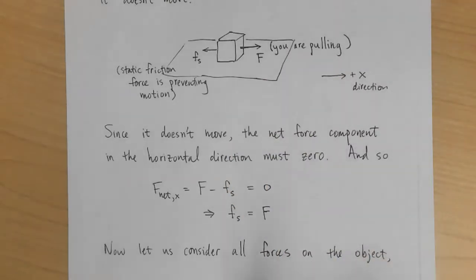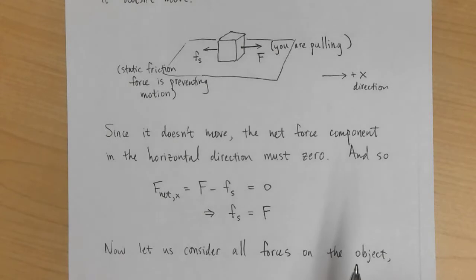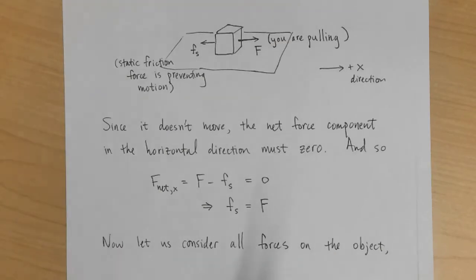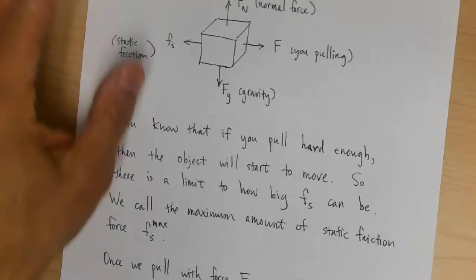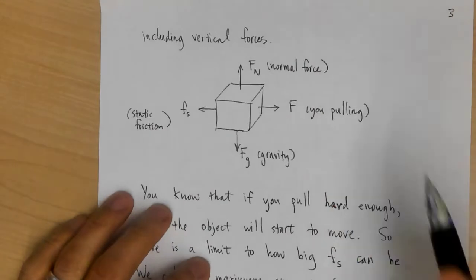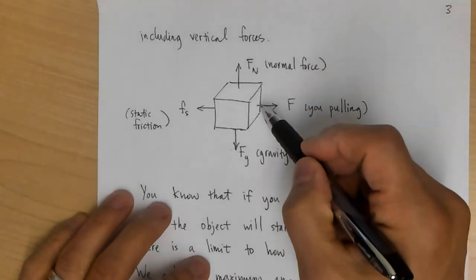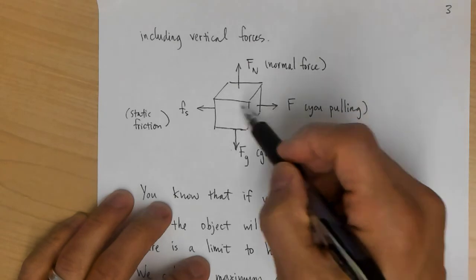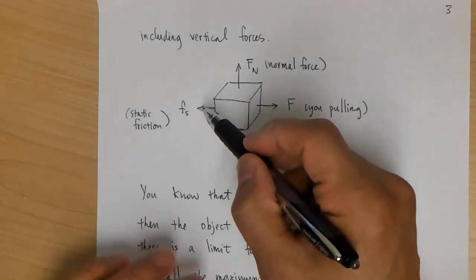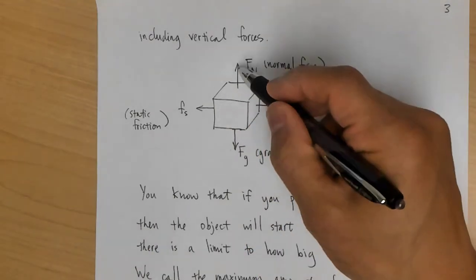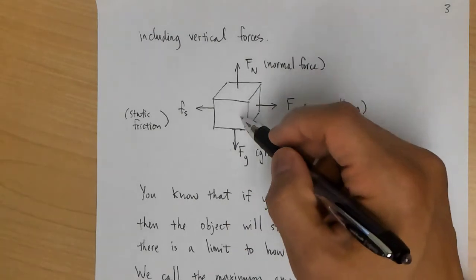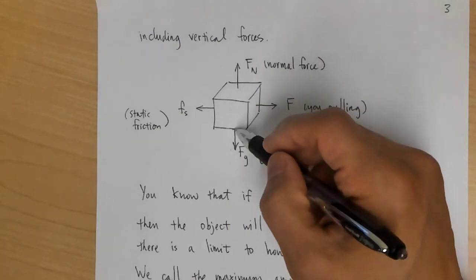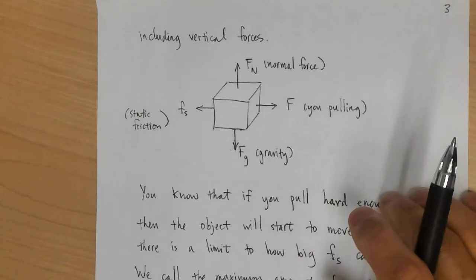Now let's consider this in more detail. Let's talk about all the forces on the object, including the vertical forces. If I include the vertical forces, then I have force F that I'm pulling, the force of static friction. There's a normal force, Fn, that the table pushes up on the object, and then there's the force of gravity pulling the object down.